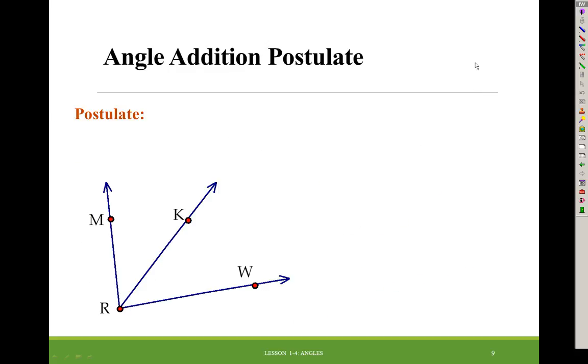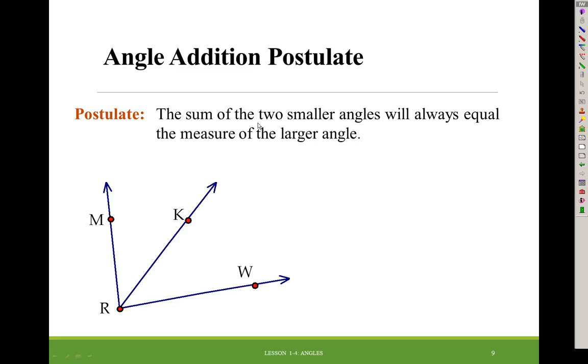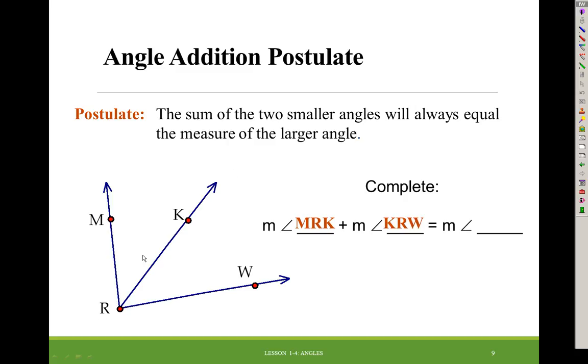And that brings us to the angle addition postulate. That's what we just did. The sum of the two smaller angles will always equal the measure of the larger angle. So in this figure, I'm going to add up the smaller angles to equal the measure of the larger angle. The smaller angles, the one here is angle MRK. The second one is angle KRW. One slice plus another slice equals the whole slice, angle MRW.